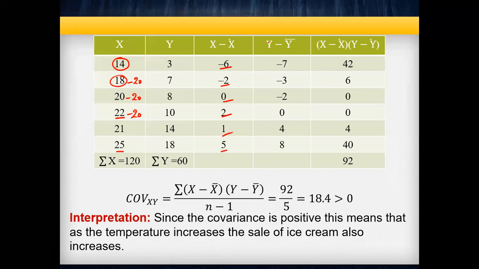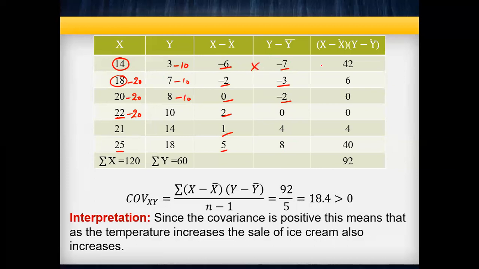So let us calculate the y deviation from the mean of y. Okay, so 3 minus 10 is minus 7, 7 minus 10 is minus 3, and 8 minus 10 is minus 2, and so on. Okay, so you just calculated the deviation from the y mean and the deviation from the x mean.